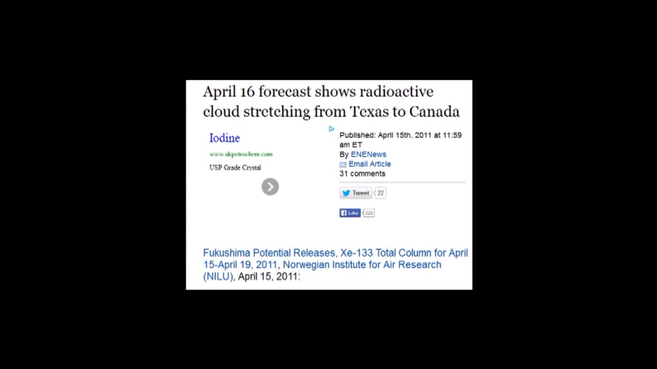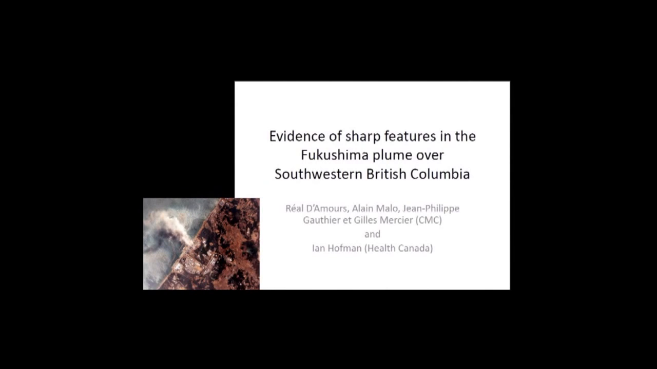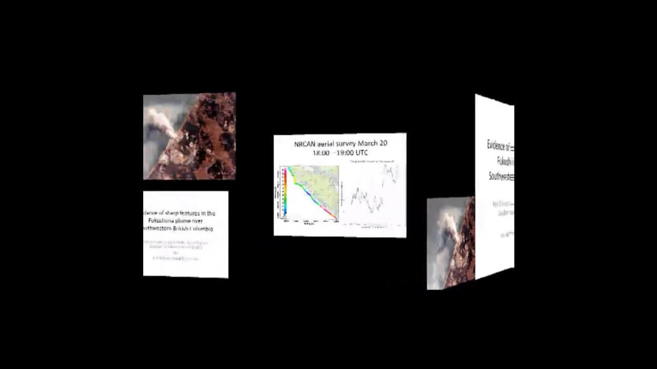On April 6, 2011, a forecast showed a radioactive cloud stretching from Texas to Canada. Do you get any idea how huge and massive that is? That was picked up earlier in Canada by Health Canada, and there was evidence of sharp features in the Fukushima plume, the plume over southwestern British Columbia. I want you to think about that for a second, those words, Fukushima plume over southwestern British Columbia. And why do you think they use that terminology?